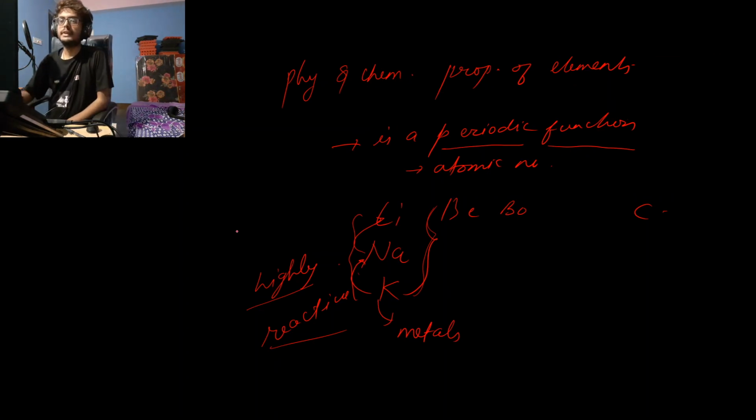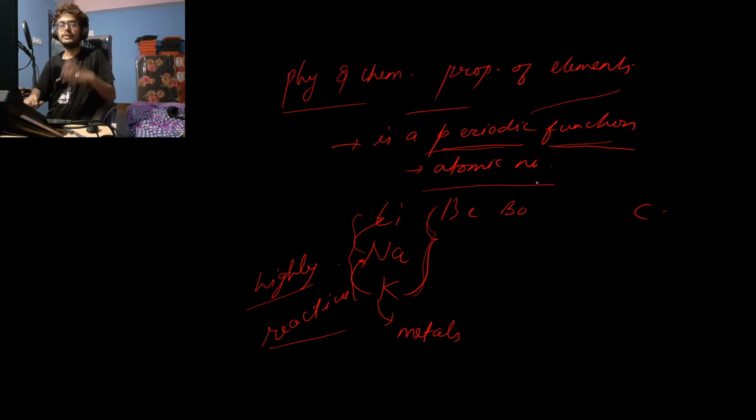So the physical and chemical properties of elements are placed in a periodic function. It is placed periodically and it is governed by the atomic number. So the physical and chemical properties of elements are a periodic function of their atomic number. So they are periodically placed in the periodic table, right? The periodicity is taken into consideration, and the repetition and the position in the periodic table is decided by their atomic number, right?